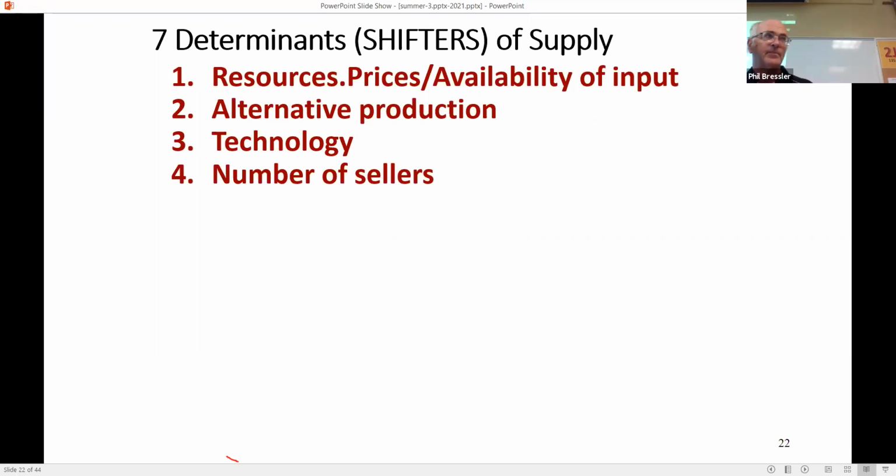Number of sellers. That was the example. If there's more people making cereal, then the supply in the market will increase.